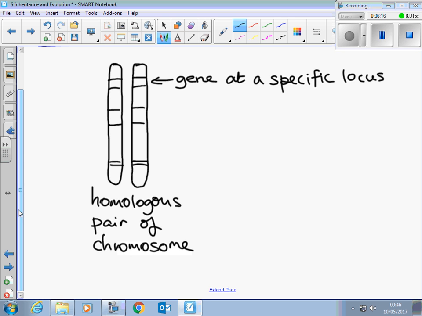Now those two different varieties are not called genes, they're called alleles. So they would be the two, maybe the same, maybe different, but these are alleles of a gene.